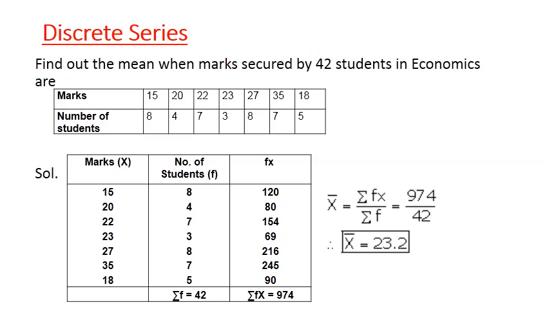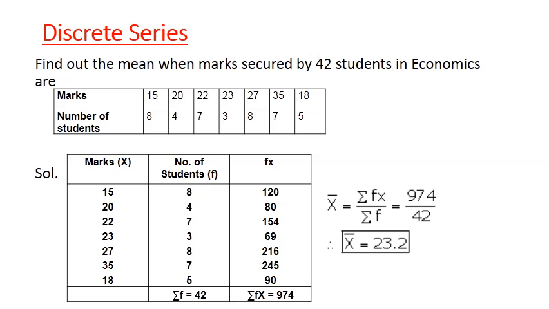Now let us do some numerical on discrete series. Find out the mean when marks secured by 42 students in economics are given. These are the marks secured by 42 students: 15 marks by 8 students, 20 marks by 4 students, 22 marks by 7 students, 23 marks by 3 students, 27 marks by 8 students, 35 marks by 7 students and 18 marks by 5 students.